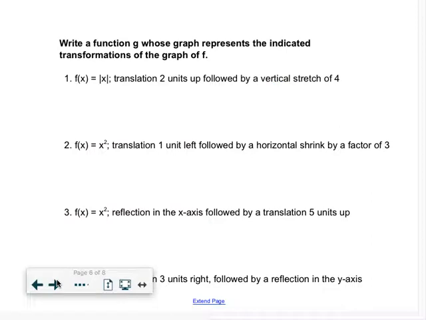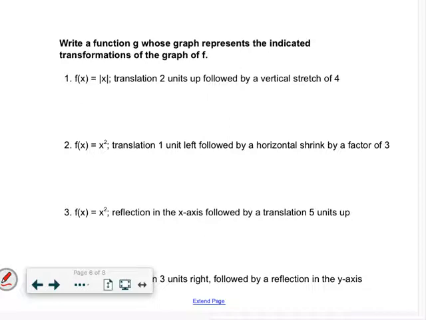So kind of the same thing, actually a little bit simpler to start off with. I'm going to start with the parent graph f of x equals the absolute value of x. So really basic, parent graph. We're going to do two transformations. Translate it 2 units up, followed by a vertical stretch of 4. Okay, so followed by is the key word here. Order is going to matter in this case because I'm going up and stretching.